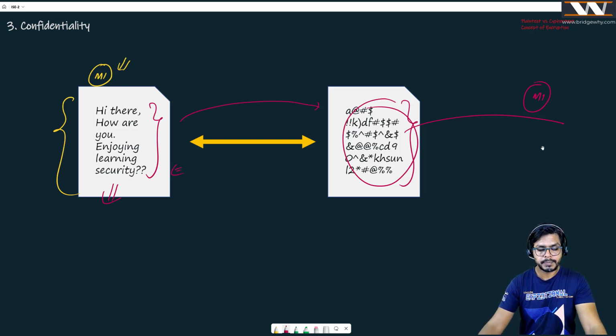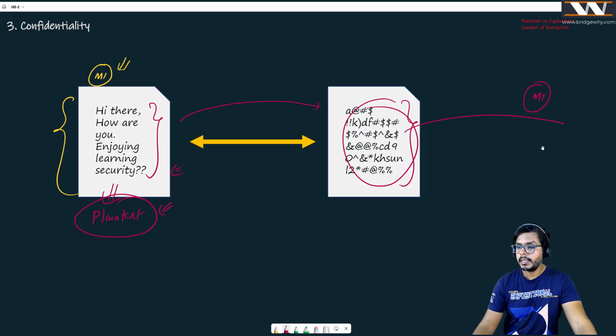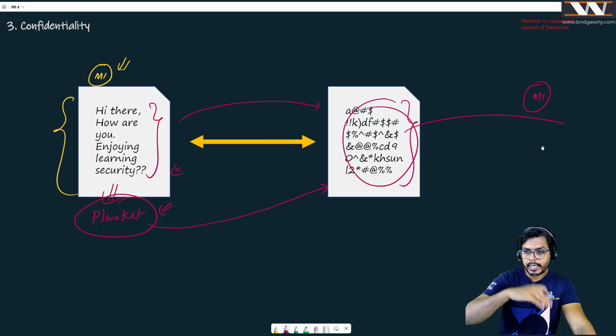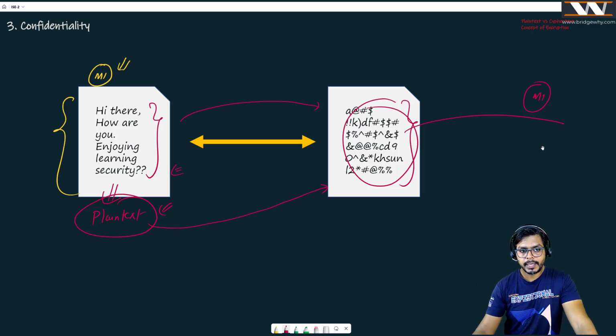So the message which you can read easily, which is written on this plain paper, is known as plain text. First term I am introducing now. This is my plain text, right? And if I scramble it in some step-by-step manner so that I can convert it back to the plain text, the middle form, which can't be read by anybody, is known as ciphertext. This is my ciphertext.